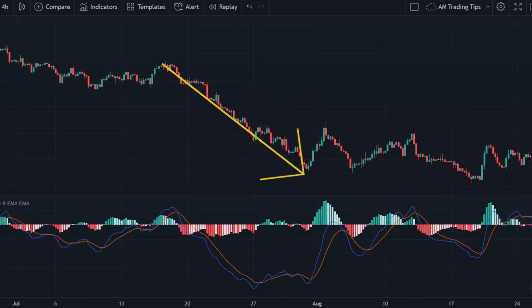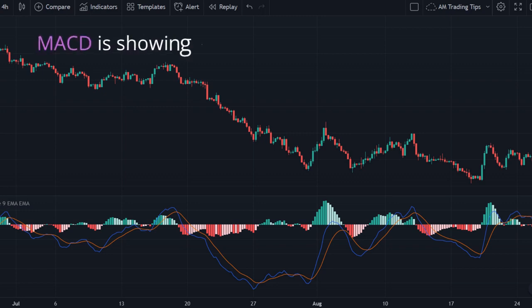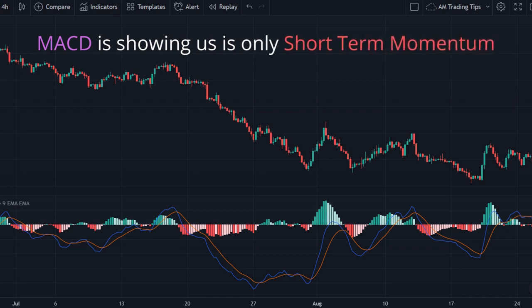Here we can see that the overall market is in a downtrend, although MACD is moving up. Notice how the signals are opposing the trend: MACD is indicating bullish momentum, but the market is in a downtrend. That's why you should not use MACD by itself, because what MACD shows us is only short-term momentum, and as traders we also need to take into account the long-term trend.